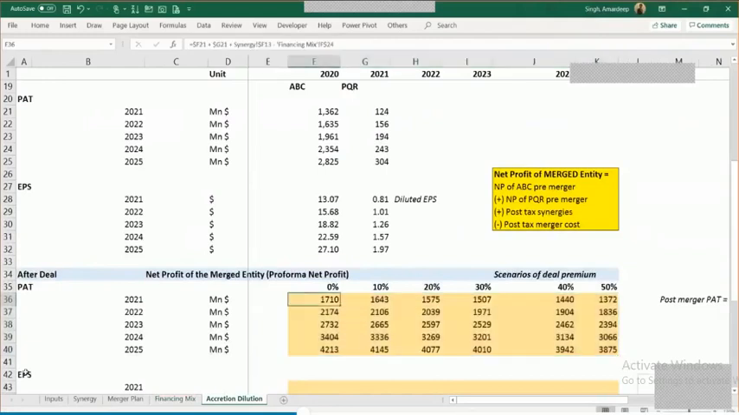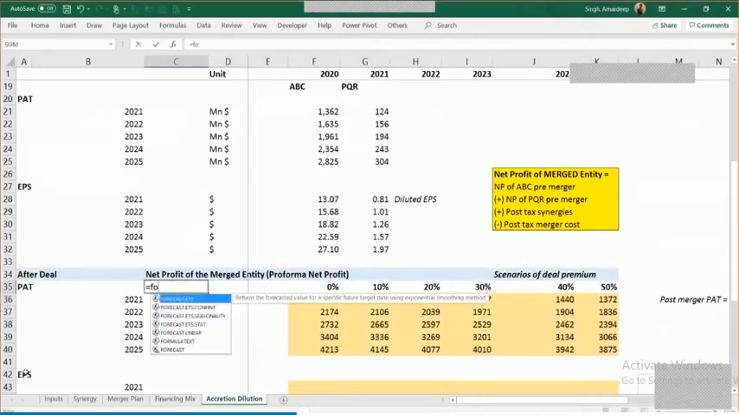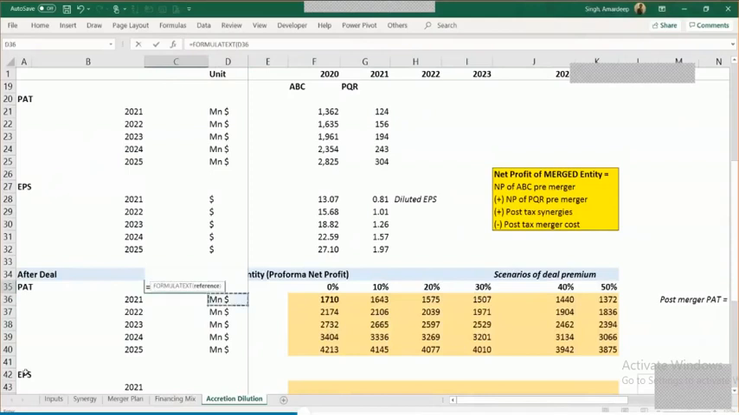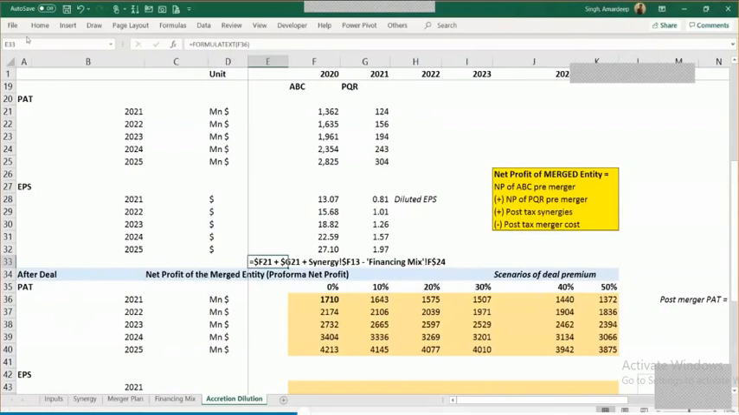So let's have a look at this formula. The formula is equal to F21, which is ABC's profit before the merger, plus G21, which is PQR's profit before the merger, plus synergy F13, which is the synergy benefit on account of this merger, minus merger cost, which is there in F24.